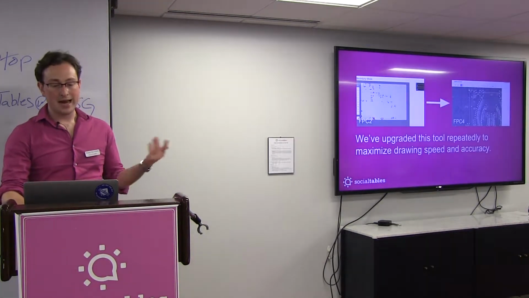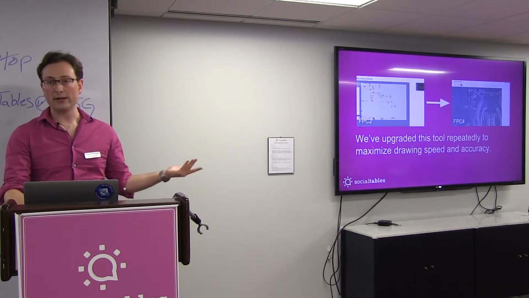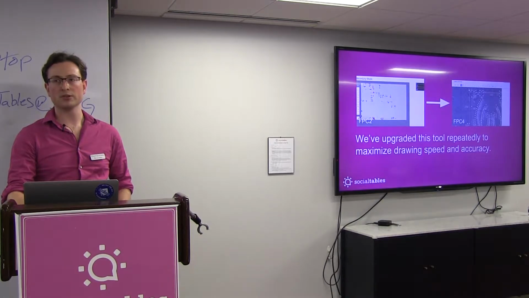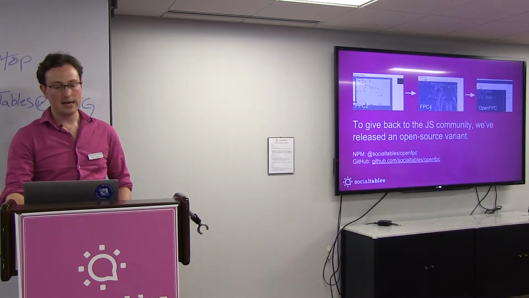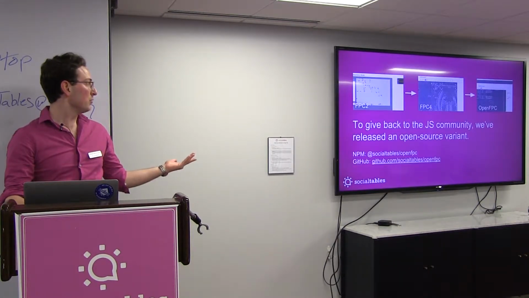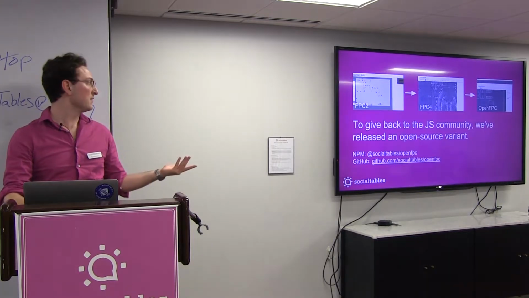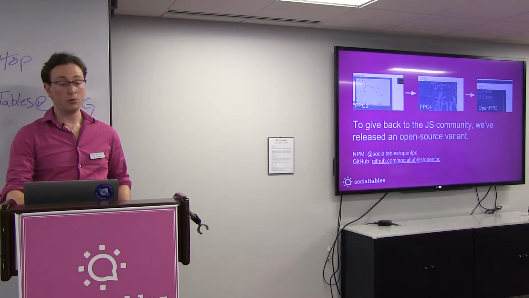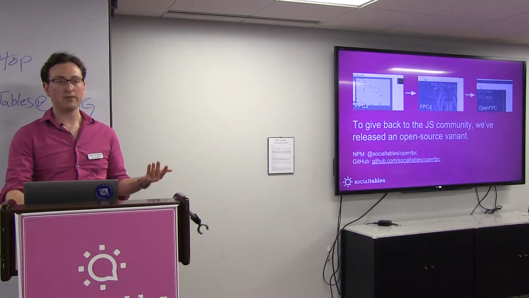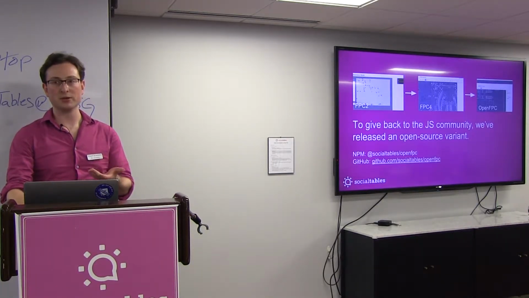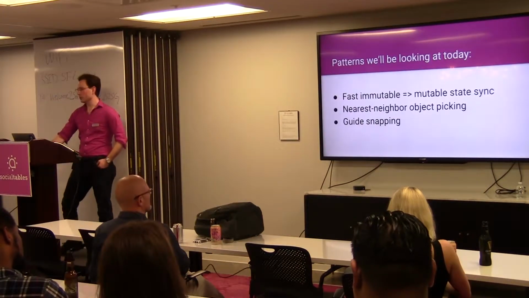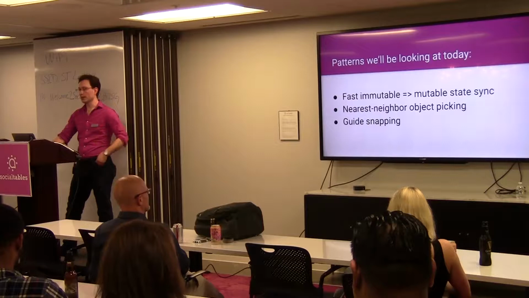Anyway, we've been working on this tool for a very long time. It's gone through a lot of iteration because the effectiveness of our onboarding team scales directly with how easy it is to use. And to give back to the JavaScript community, we've released the most recent variant as an open source project. You can find it at that URL or NPM repo, which is great because this talk is about fun tidbits from that you might want to steal to build your own tooling. So, patterns we'll be looking at today: fast immutable to mutable state synchronization, nearest neighbor object picking, and guide snapping.